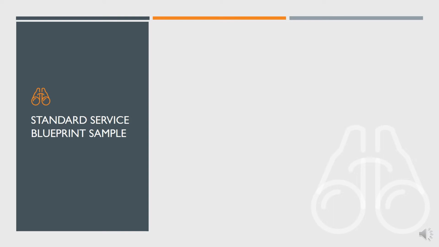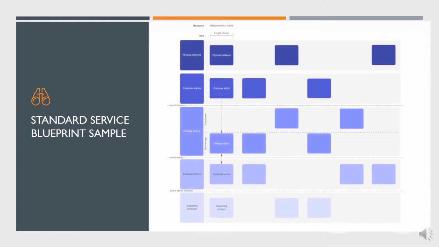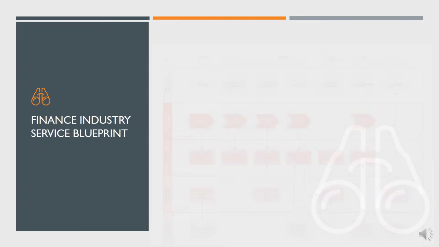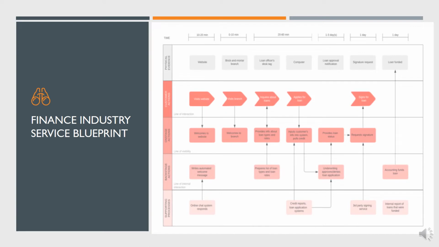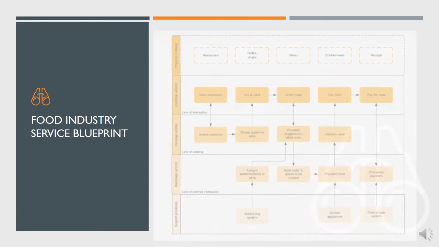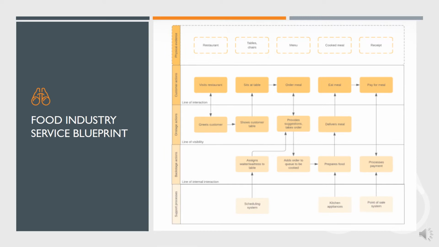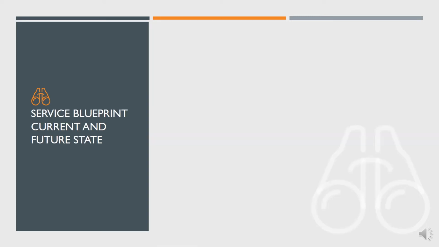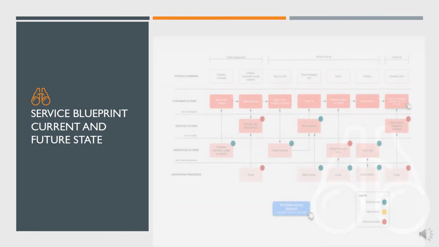So here are some of the examples of standard service blueprint. Here's an example, a service blueprint for finance industry, a sample service blueprint for food industry, and a service blueprint for current and future state.